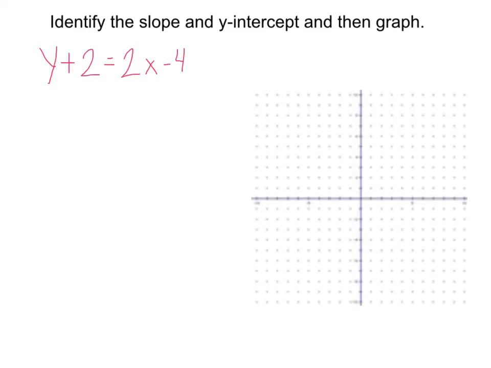Unit 3, Formative 1, Day 5. Today we're just going to be working on graphing again. If you look at this first one, it says to identify the slope and the y-intercept and then graph. But if you look at this, this is not in slope-intercept form.